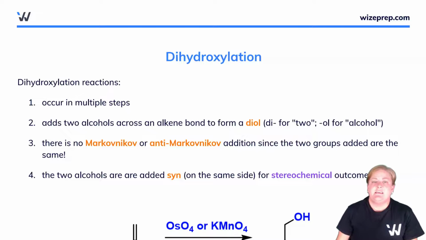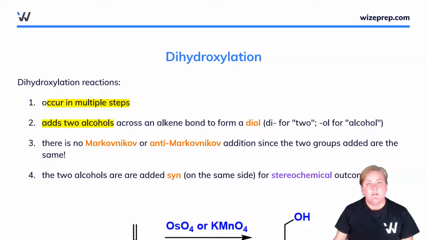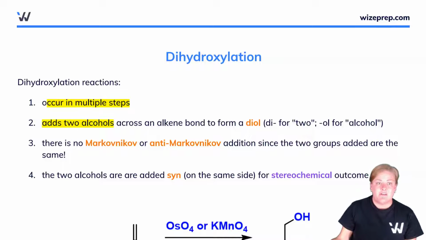The next reaction we're going to see is called dihydroxylation. Now, a dihydroxylation reaction also occurs in multiple steps, and the net effect of this reaction is the addition of two alcohol groups, or dihydroxy, across the alkene bond. The word diol means di for two and ol for alcohol, so we add two alcohols.